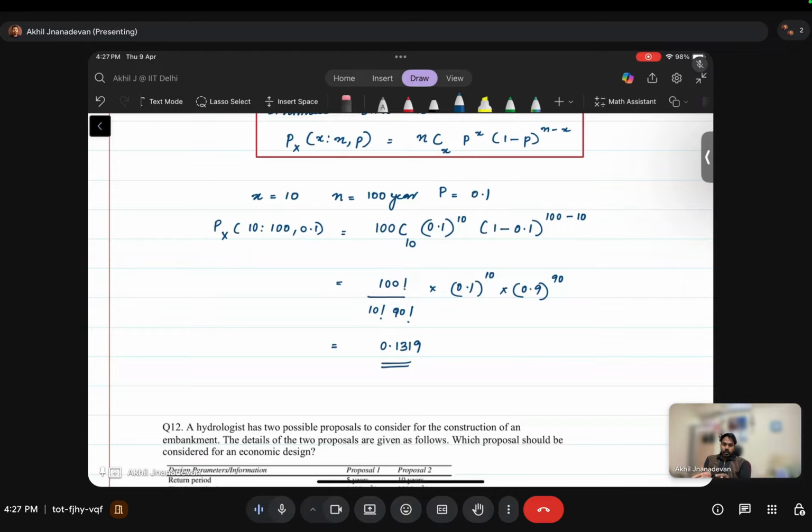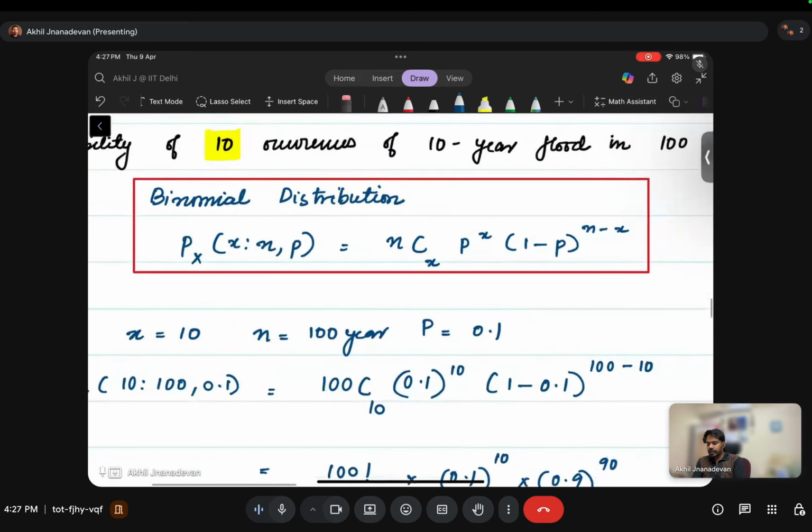So if you are given a longer period, and we are asked how many times it will occur, then we can go for the binomial distribution, which models this particular number of occurrences. So I hope this is clear. In the binomial distribution, the only thing you have to remember is that it has two parameters. It can be used to model the number of occurrences in n years. If we are asked questions like how many times it will occur in this much period with a given success probability, then we can directly go for the binomial distribution.